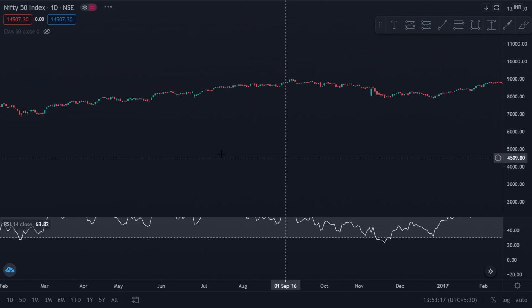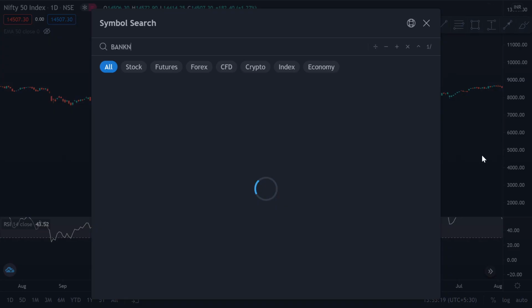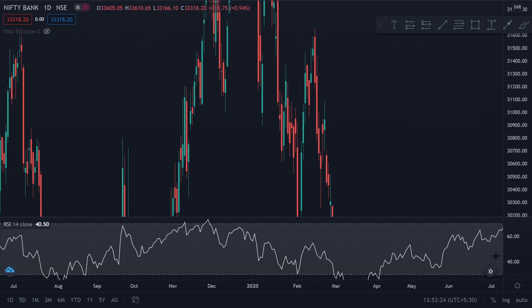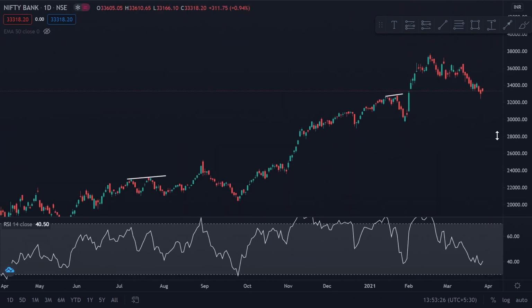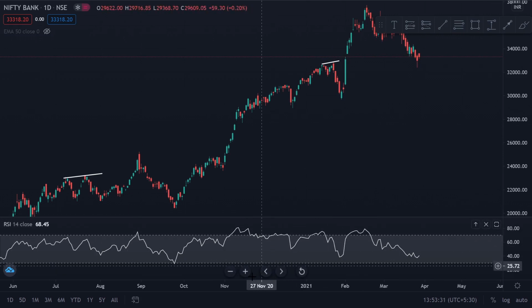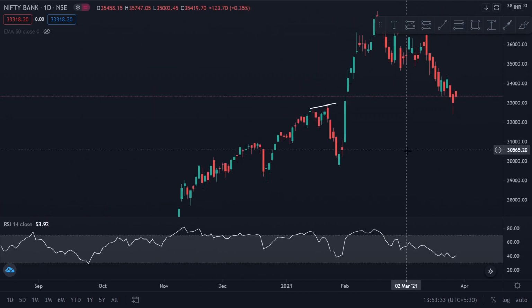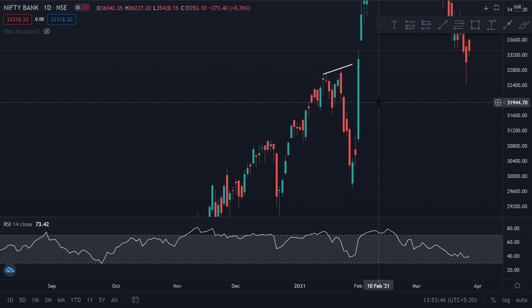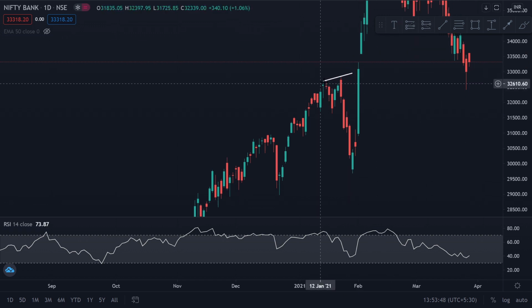So let's look at Bank Nifty. If you look at Bank Nifty, this was a higher high formation right here, because the high of this was around 32,718. The high of this was 32,840. So this is a clear higher high, and the previous high being broken.